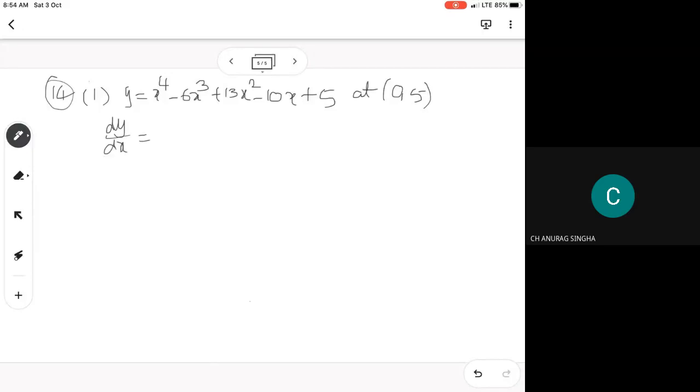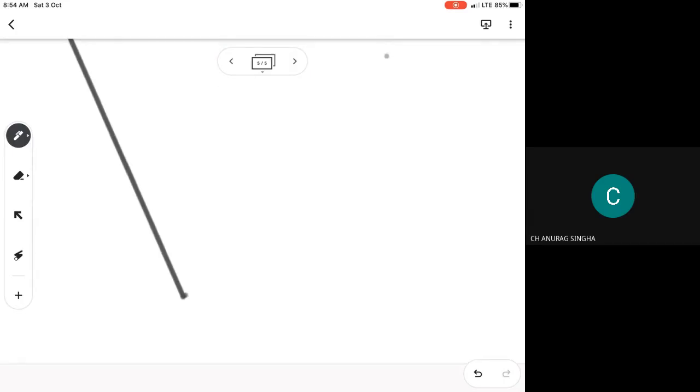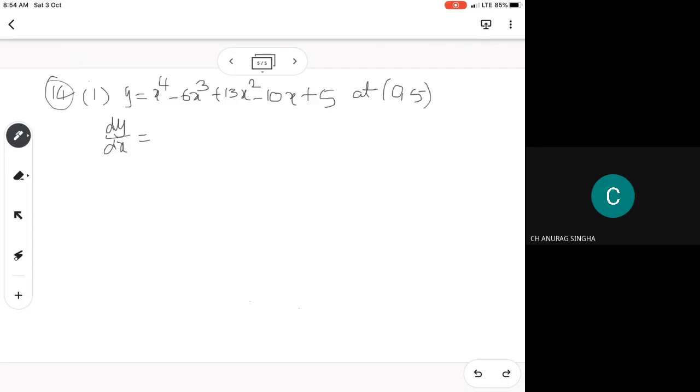dy by dx is equal to 4x cube minus 18x square plus 26x minus 10. So we have to find dy by dx at the point (0, 5).